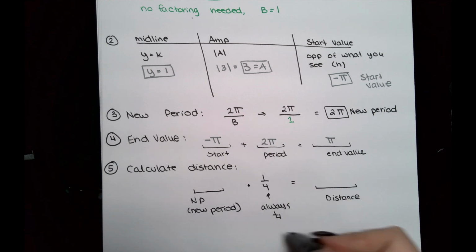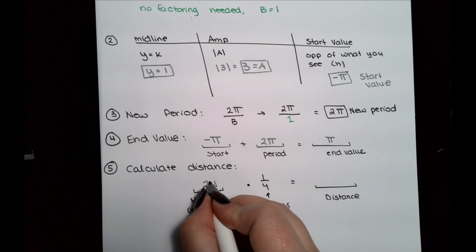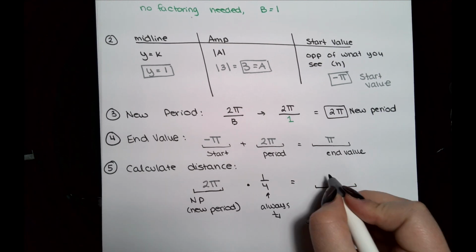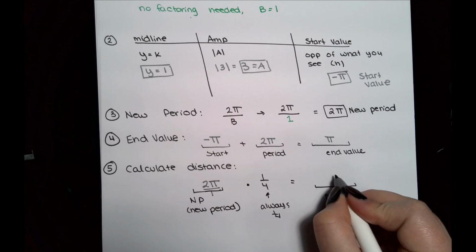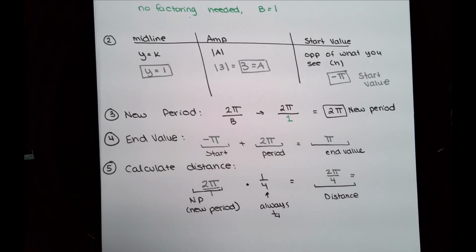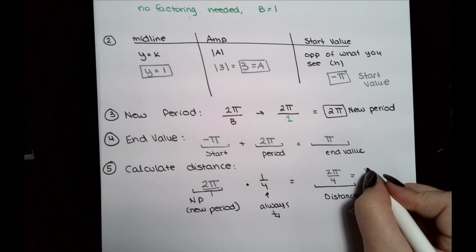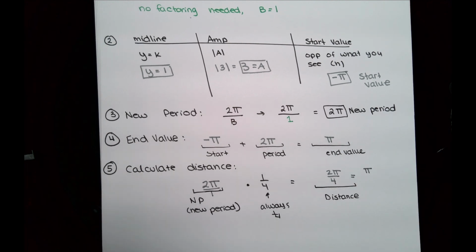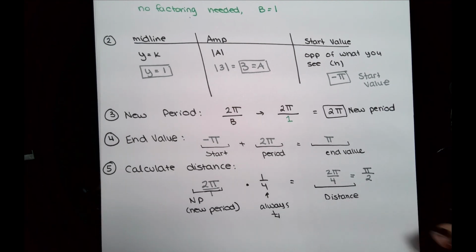Your new period, what was it? 2 pi. 2 pi times 1/4 is, put a 1 underneath that, 2 pi fourths. So that means my distance is at pi halves.